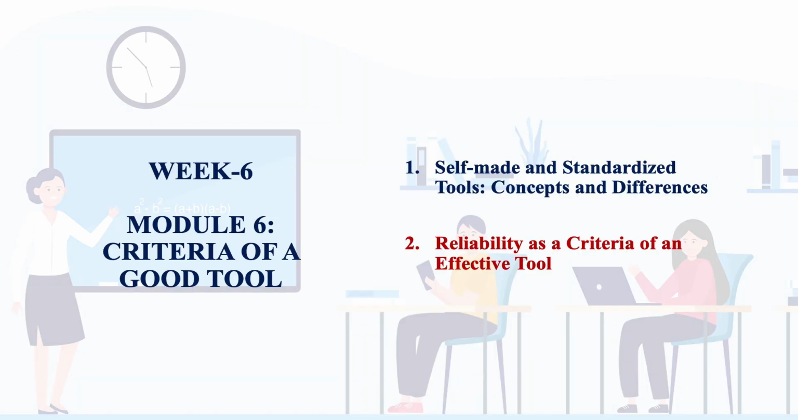Here we will be discussing the concept of reliability, and how reliability is a criteria of an effective tool. Another video lesson of this 6th module is validity as a criteria of an effective tool. So these are two technical words, reliability and validity. They have their own connotation and their own statistical meaning. So in this lesson we will discuss what the concept of reliability is, and how to establish reliability of an effective tool.